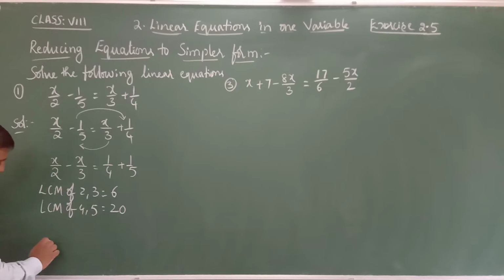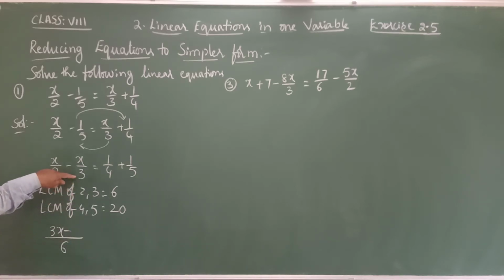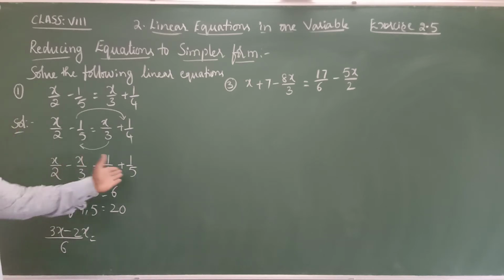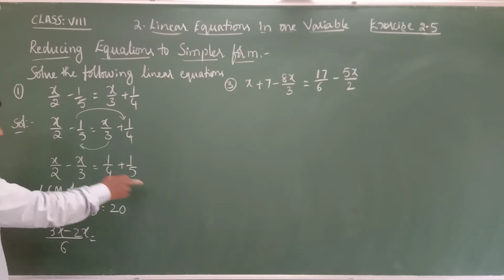Now simplify this. Take the common denominator as their LCM, 6. Now divide this LCM 6 by the denominator 2. 2 threes are 6. 3 is the quotient. The quotient is multiplied by the numerator x, that is 3 into x, it is 3x. Now what is the sign? Minus, keep minus. Divide the LCM 6 by the second denominator 3. 3 twos are 6. 2 into x is 2x. That is equal to, again follow similar steps for RHS.